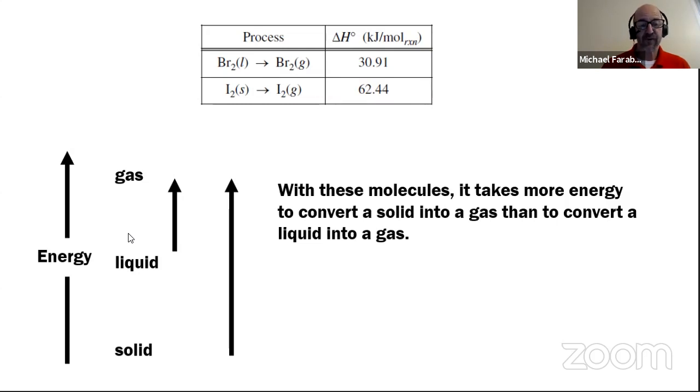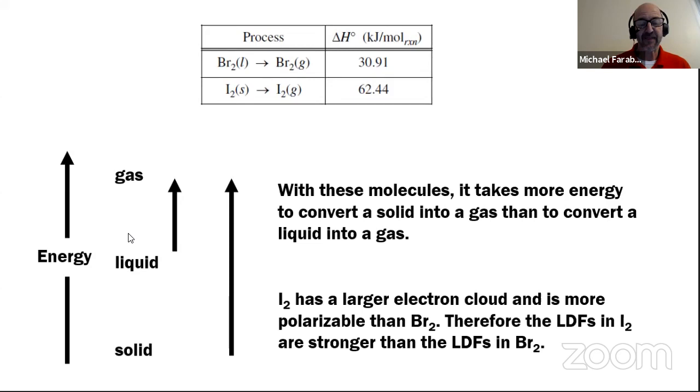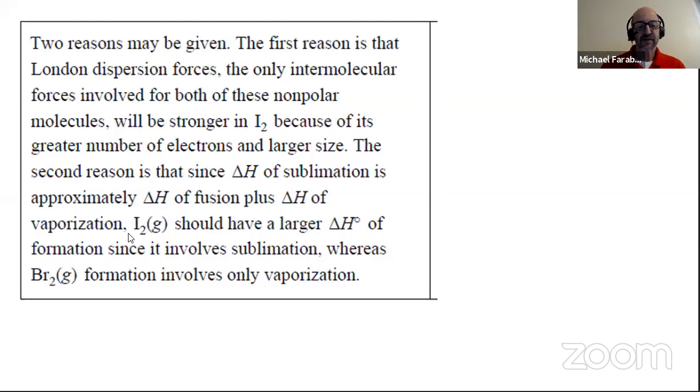Another way you could have gotten credit for this question is to focus on the difference in the strength of the London dispersion forces. Because London dispersion forces are largely associated with the size of the electron cloud, bromine, atomic number 35 on the periodic table, has 35 electrons per atom, whereas iodine, atomic number 53, has 53 electrons per atom. So iodine, I2, the molecule, has a larger electron cloud than the Br2 molecule. Therefore, it's more polarizable and has stronger London dispersion forces. So here's a look at the official scoring guidelines.